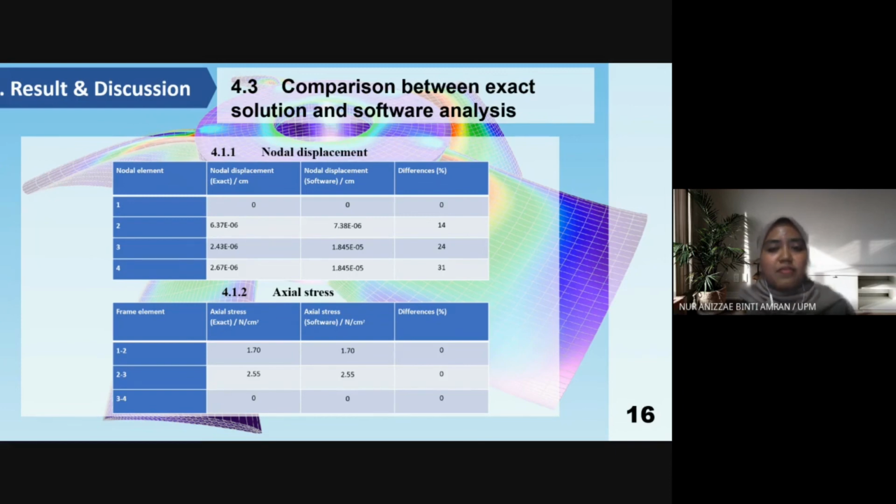So it can be said that the finite element method is valid for this model, and I think the differences that we have for the nodal displacement are due to the modeling, and some errors are due to the numerical solution. These are known as errors of idealization and discretization, which are reliable for predicting these types of errors. So that is for the result and discussion. Next, I will pass to Nazurah.